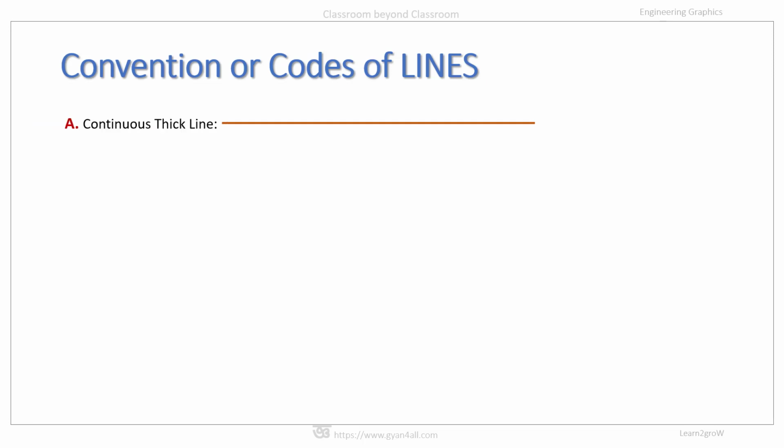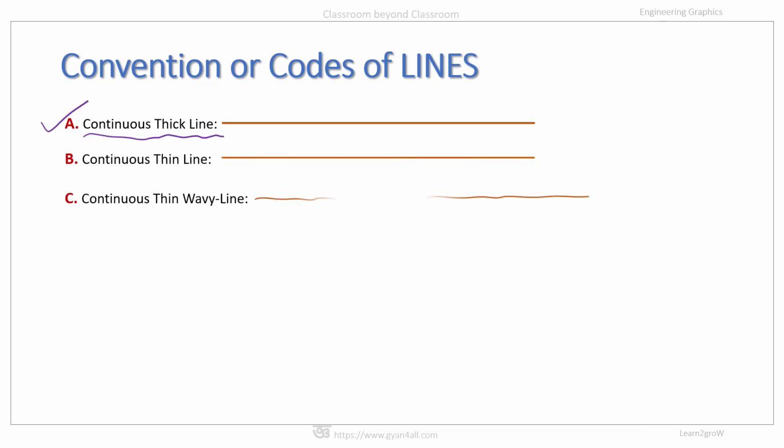As per ISI 1972, there are some lines designated by the letters A, B, C, D, and up to H. A is for continuous thick line, B is continuous thin line, C is continuous thin wavy line, and D is short dashed medium line. Dashed lines are a combination of short dashes, and they are equally distributed.